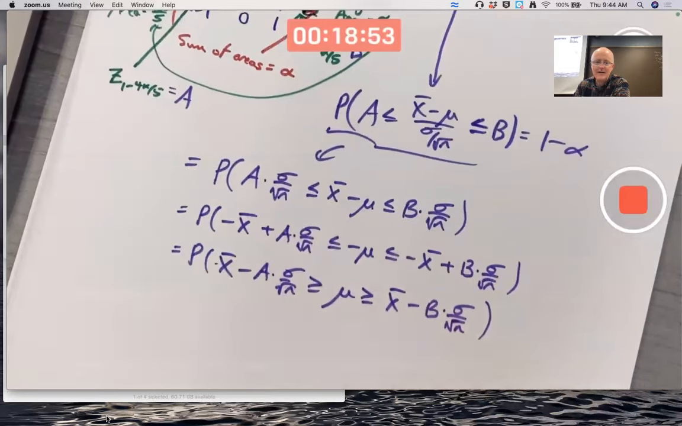And that is technically a fine thing to write, a fine final answer, but it's not written in the way that we usually write intervals, right? Usually you put the smaller number on the left and the bigger number on the right.